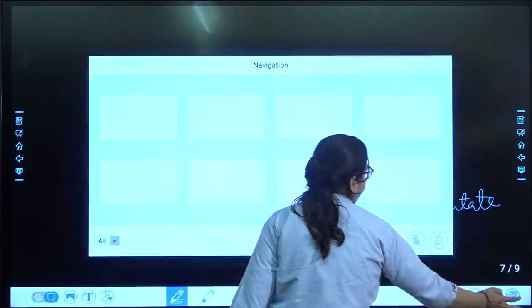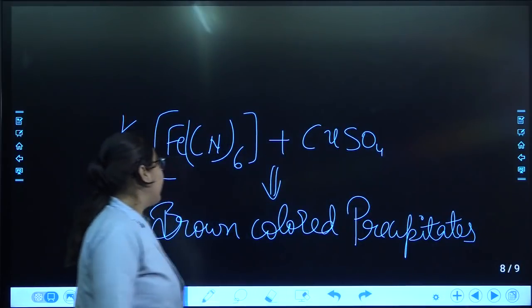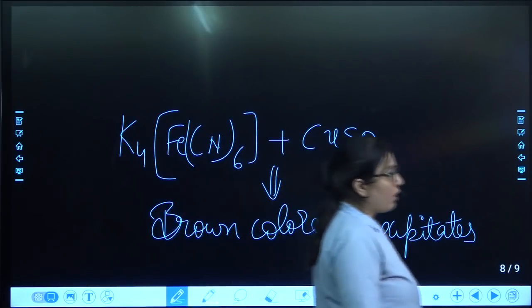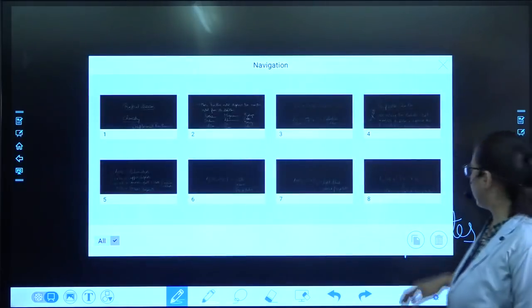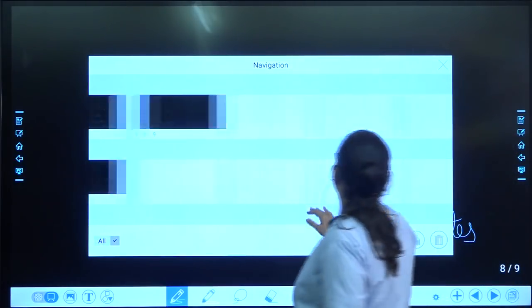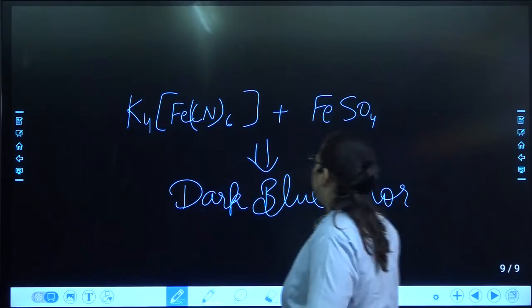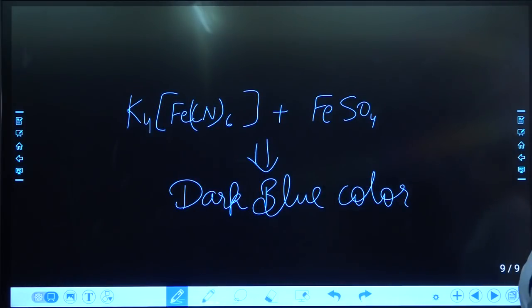Then this one, K4FeCN6 plus CuSO4, it will give you brown colored precipitates. Then the next one, dark brown colored precipitate.